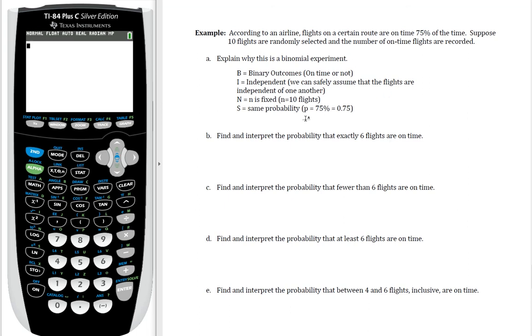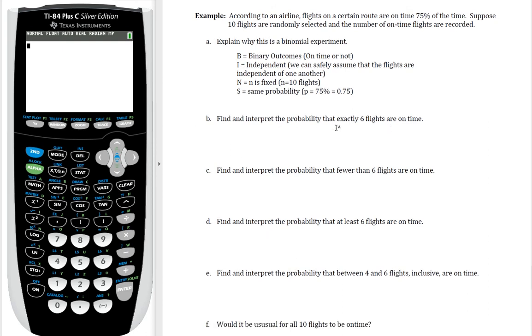Now that we've confirmed that it is binomial, what we're going to do is calculate the likelihood of certain probabilities here. First, we're going to find and interpret the probability that exactly 6 flights are on time. We can work with these by hand, but what we're going to use is our TI calculator, because there are a couple of functions that we can use.